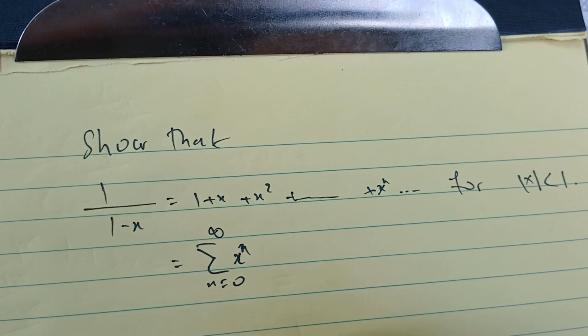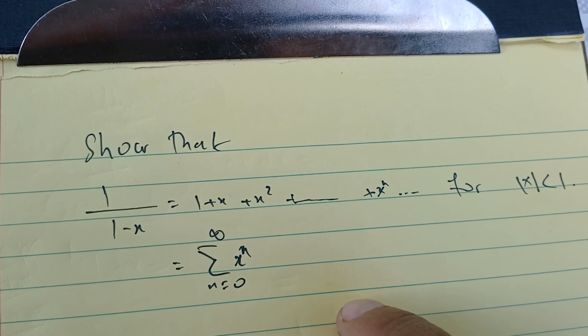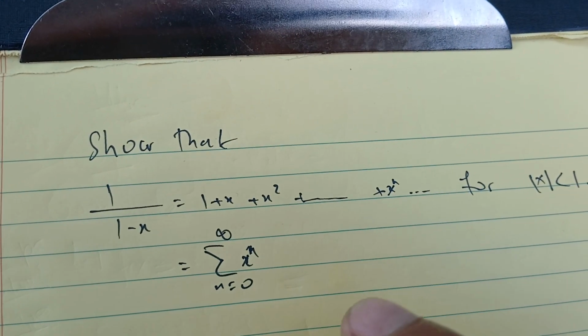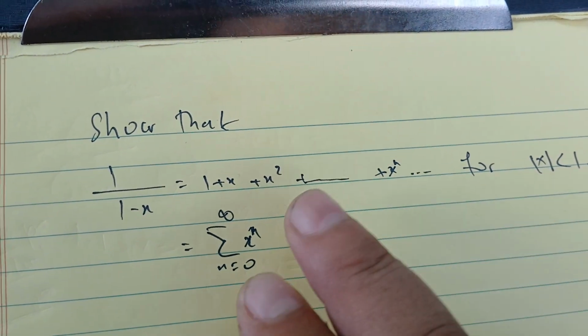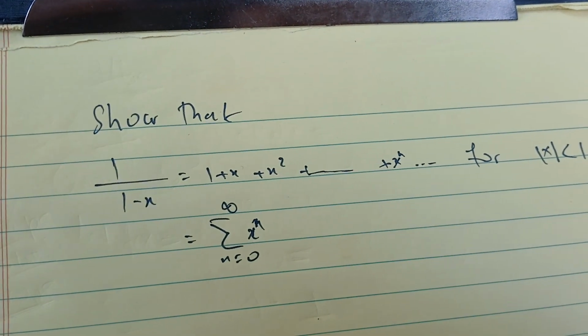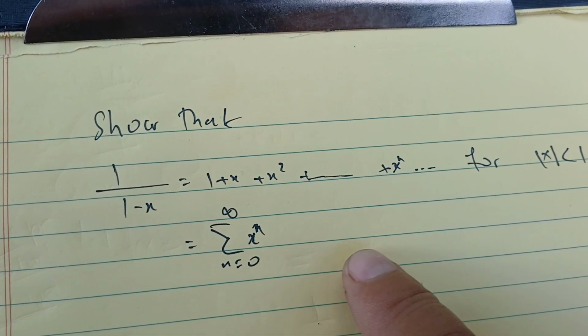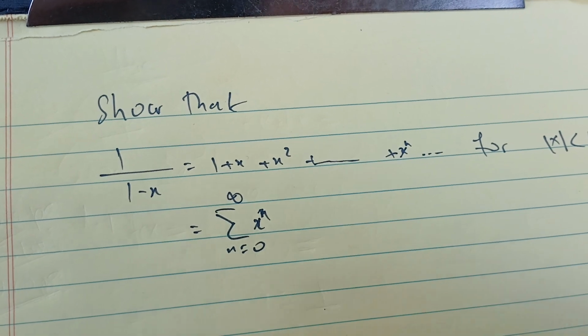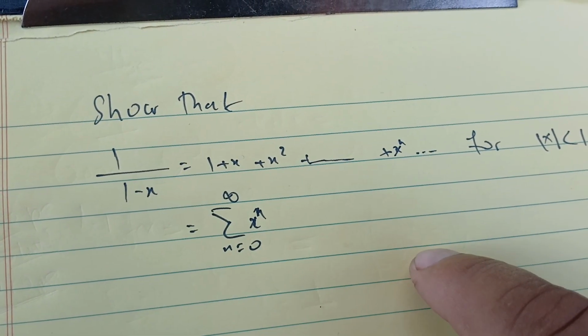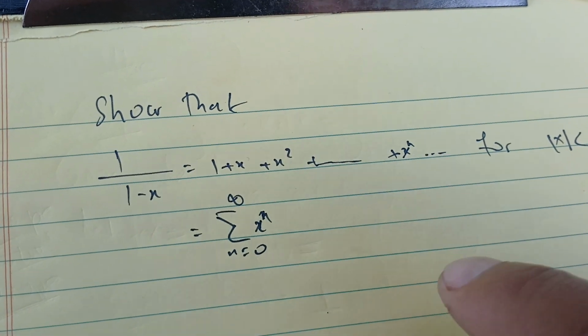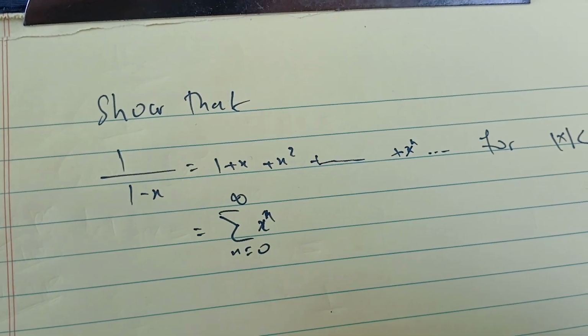And here we see that we can write this as a series, x to the power n, where n goes from 0 to infinity. So we want to prove this result here. Okay? So if we think of it as a series, we can prove it very quickly. We will see that we can use Taylor's or Maclaurin expansion about 0 to find the same result.